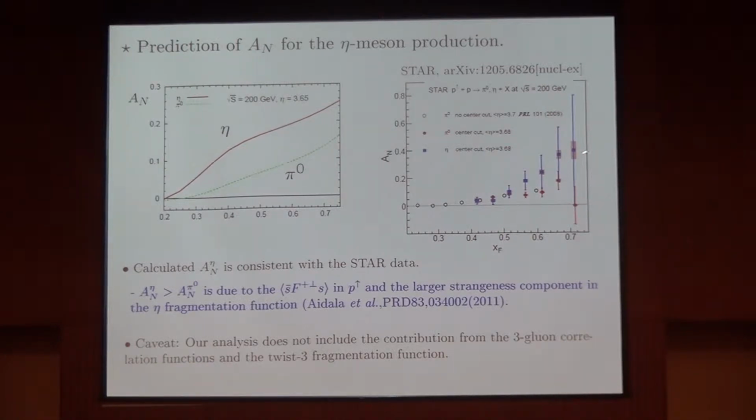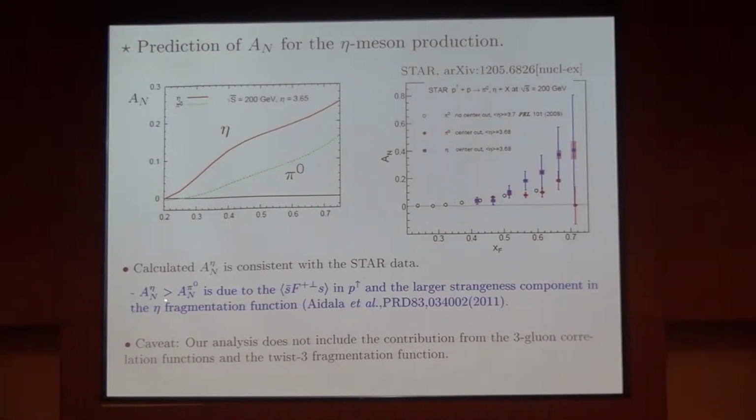According to the calculation, the asymmetry for eta is twice as large as pi naught. And this is the experimental data that appeared later. The data approximately shows a similar tendency as the theory calculation. Namely, the asymmetry for eta looks larger than the pi naught.